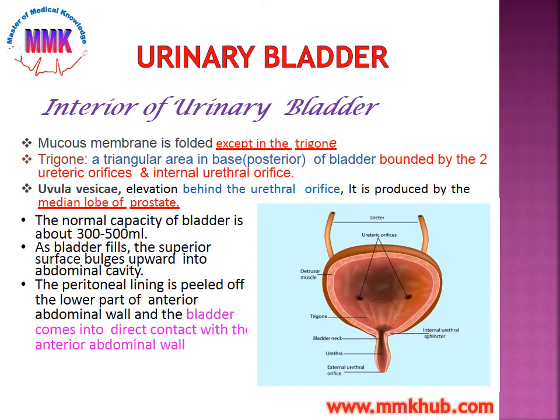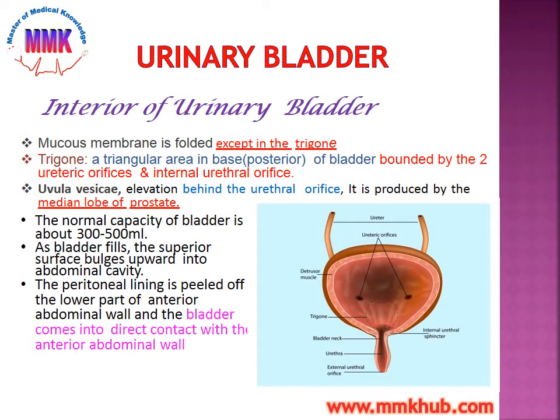Interior of the urinary bladder. Mucous membrane in the interior of the urinary bladder is folded except in the trigone. Now what is a trigone? Trigone is a triangular area in base, which is the posterior surface of the bladder, bounded by the two ureteric orifices and internal urethral orifice.